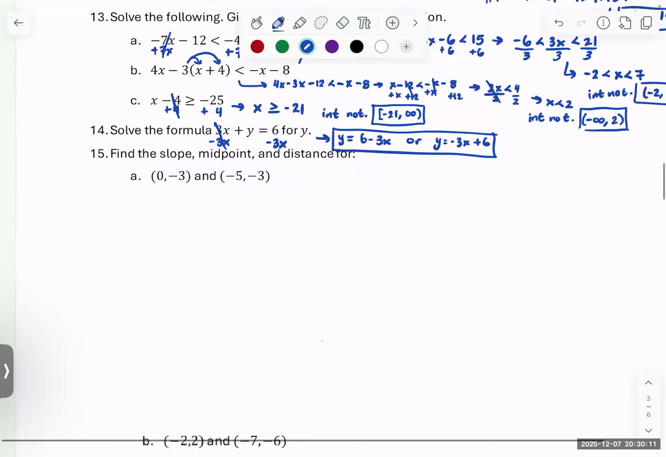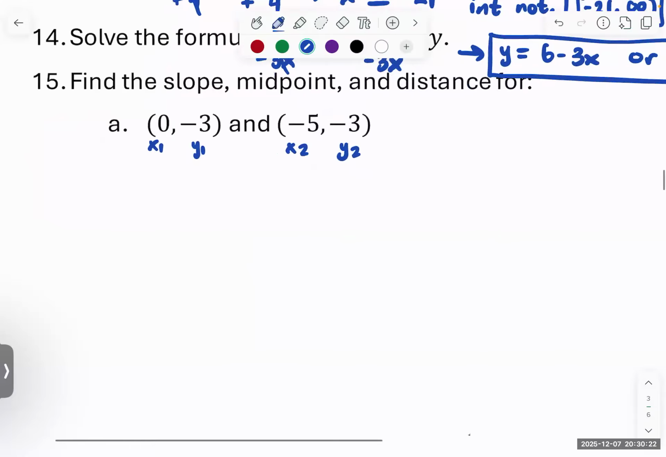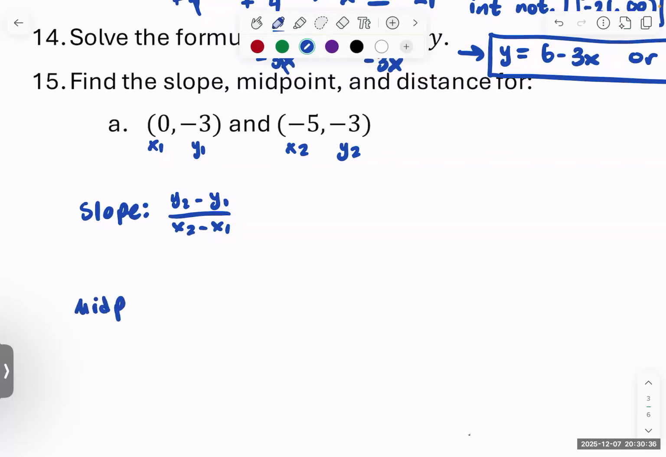So whichever one you care to use. Find the slope, midpoint, and distance for these following points. So I'm going to label this x1, y1, x2, y2. Now remember, slope is y2 minus y1 over x2 minus x1. Midpoint is x1 plus x2 over 2, comma y1 plus y2 over 2.